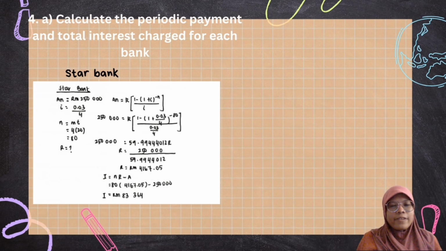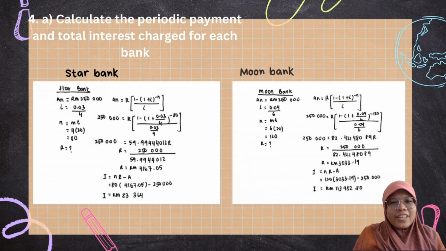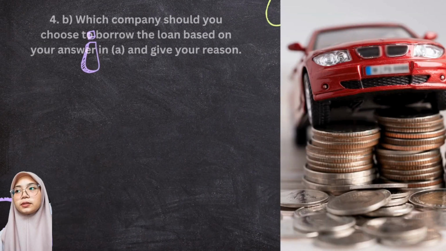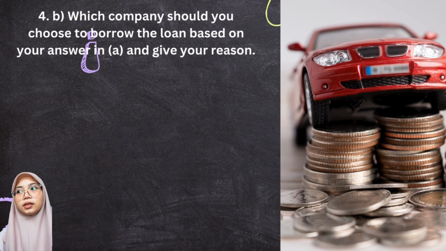Next, we will calculate for Moon Bank. We will use the same formula. A_N is equal to 250,000. I is equal to 0.06 over 6. N is equal to 80. And the answer is RM3,033.90. And the interest charge is RM113,982.80.